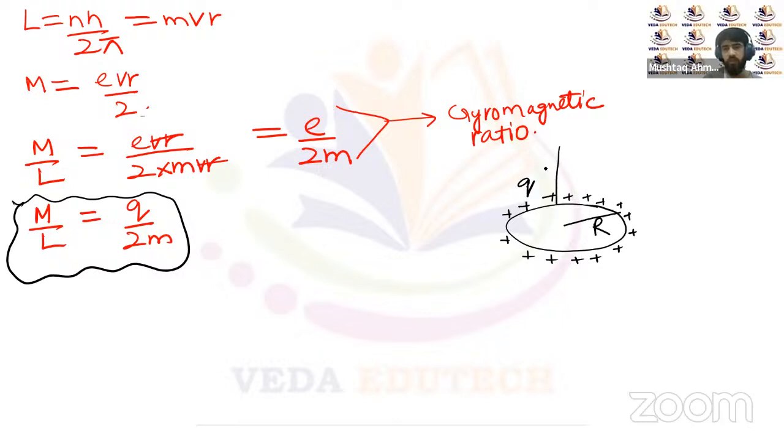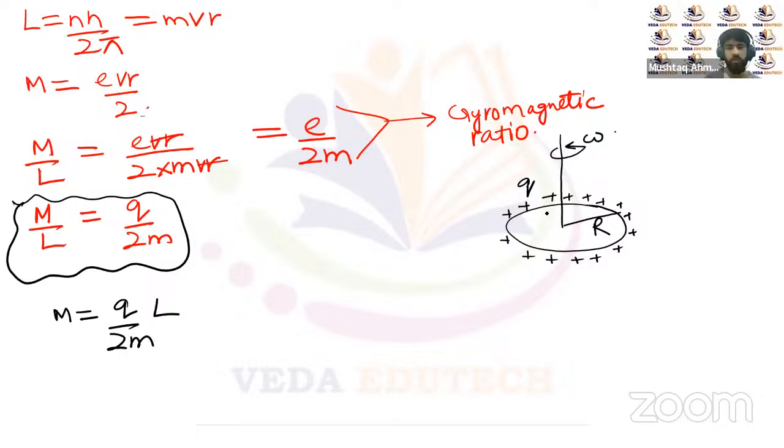Now, this ring is actually rotating about its own axis with an angular velocity of omega. So there will be some current because of this ring, because the charge is rotating, charge is moving. So there has to be some magnetic moment as well. Now, if we want to calculate the magnetic moment because of this ring, the magnetic moment is nothing but the charge upon 2m multiplied with the angular momentum L.